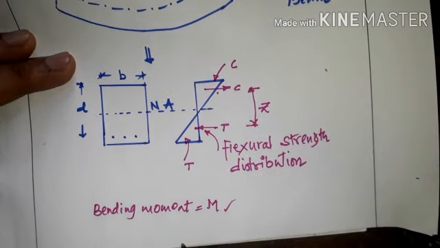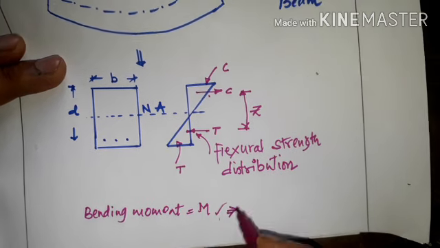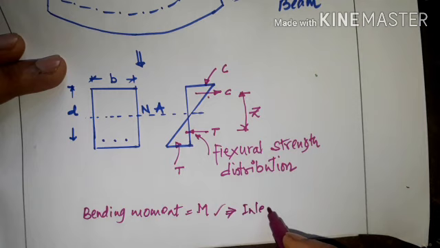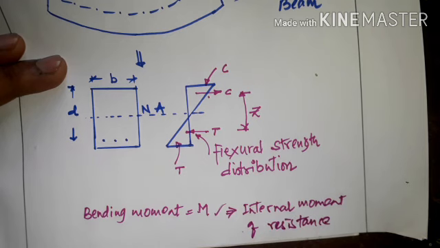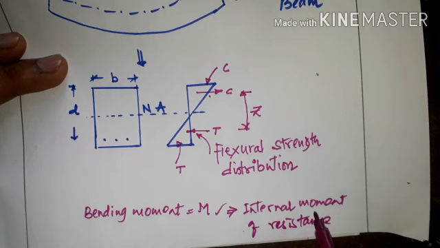So that is also called this movement will be resisted by internal movement of resistance. This is called as internal movement of resistance. What is the internal movement of resistance? See, the word is very important. Internal movement of resistance. So that should be more than our external bending moment.